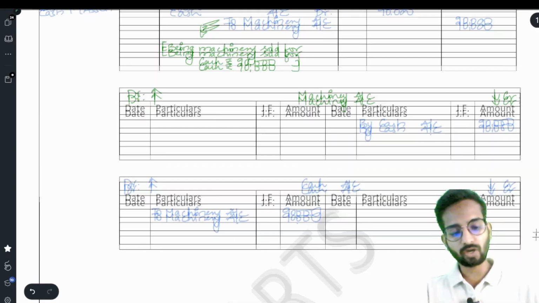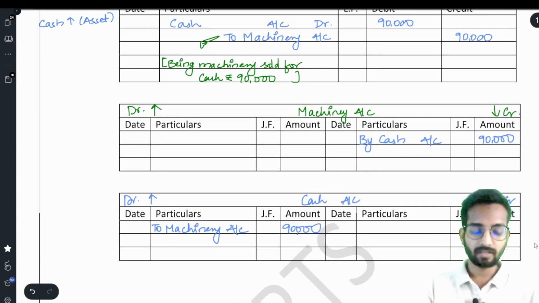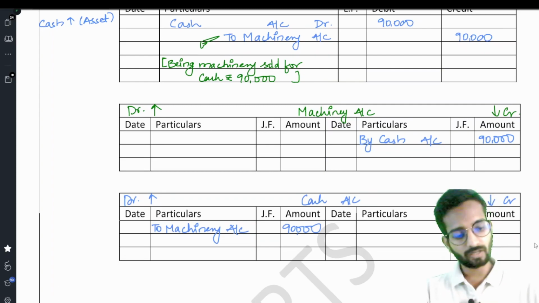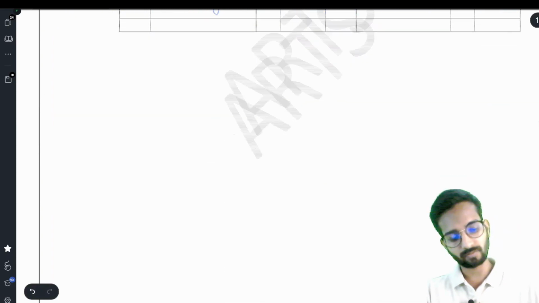Now, in every journal entry, at least one account will get debited and at least one account will get credited. That's why we also name accountancy as double entry bookkeeping, because there will be at least two entries. So, after this, we'll move to the next question.